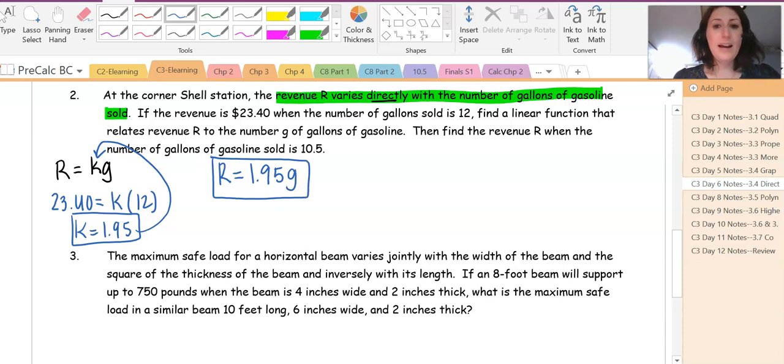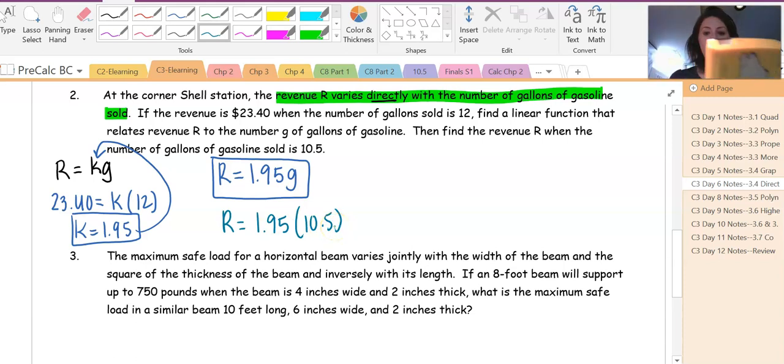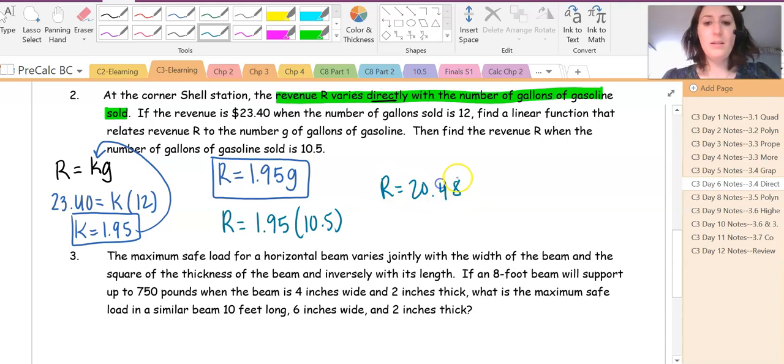Okay, and now find the revenue R when the number of gallons of gasoline sold is 10.5. So now our 1.95, that's our constant. Our gasoline sold is 10.5. I'm going to take my 1.95 times 10.5, and I'm getting 20.475. But this is money, so we want to round to the nearest hundredth. 20.48. And then make sure you have a dollar sign.